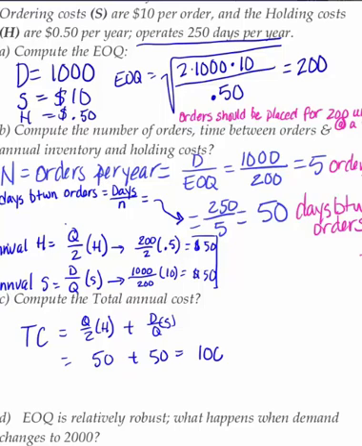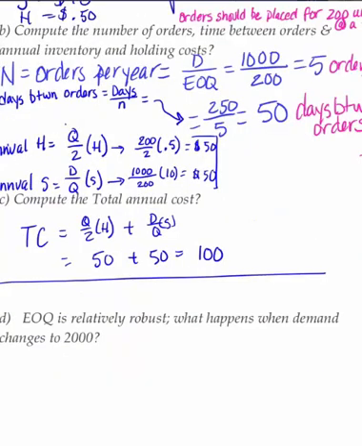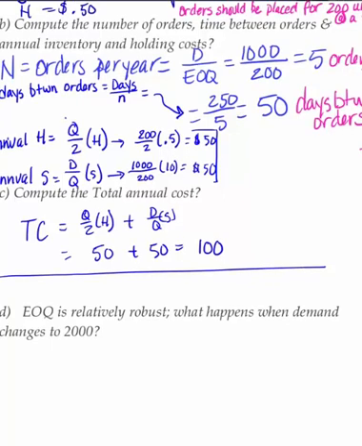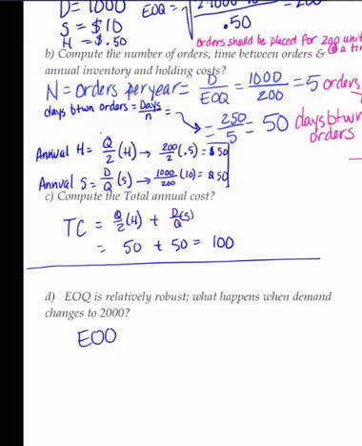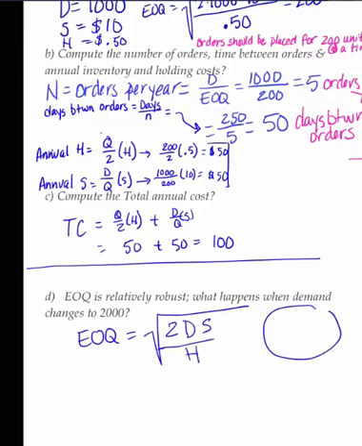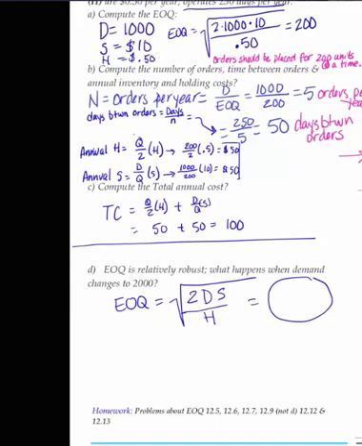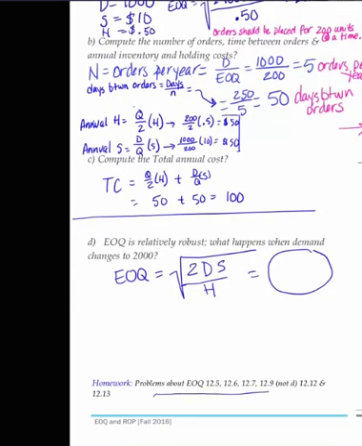So what I want you to do is calculate on your own when the demand doubles to 2,000. How does that affect the EOQ? So you get a chance here to review what we just did and calculate the EOQ model. You're going to use the formula we just did: the square root of 2 times D times S divided by H. And we're going to compare what you get here with our EOQ that we got above. And then related to this are these homework problems. These are about economic order quantity.